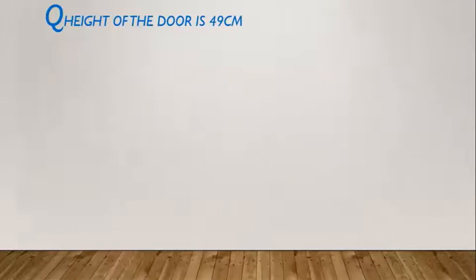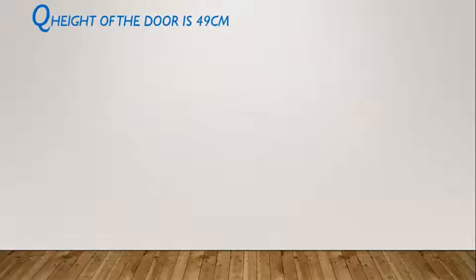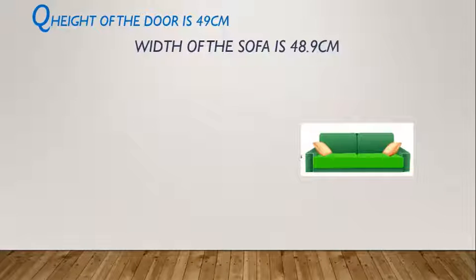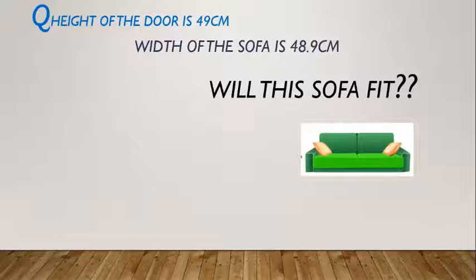So here we go with one question. The height of a door is 49 centimeter. The width of the sofa is 48.9 centimeter. Now you can see that the height of the door is 49, which is more than the width of the sofa. Now tell me, will this sofa fit if I have to take it in the room? So you may think that since 49 centimeter is more, and the width of the sofa is less, it will fit, but it is not so.